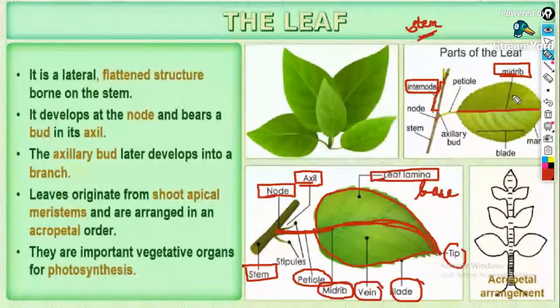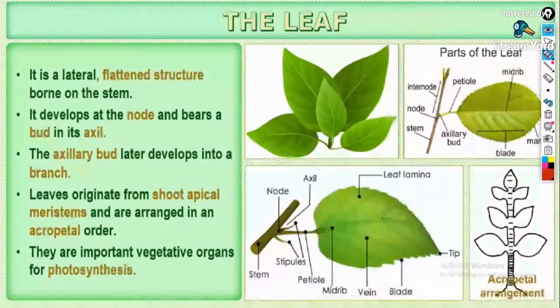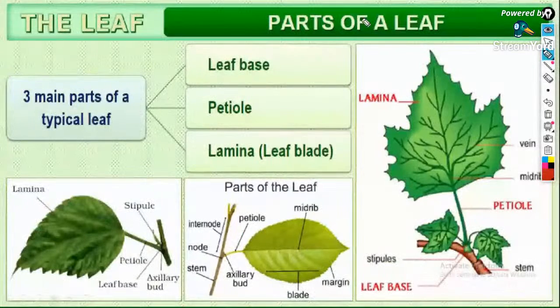The flat green portion, you will call the leaf blade or lamina. This is the axillary bud from which the branch is going to appear. The stalk of a leaf, you will call the petiole. Hope it's clear. Next, we are going to discuss the different parts of a leaf. There are three main parts of a typical leaf.